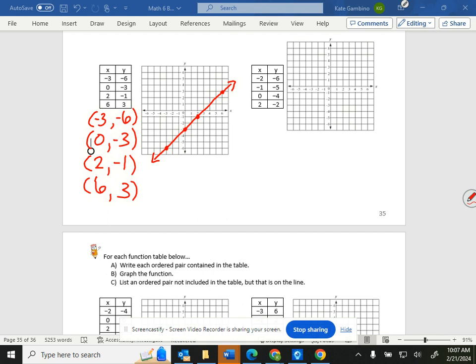Who can tell me what the slope of this line is? 3 over 3. So if I start right here, I go up 1, 2, 3, and then I'm going to go over 1, 2, 3. So my slope is 3 over 3.